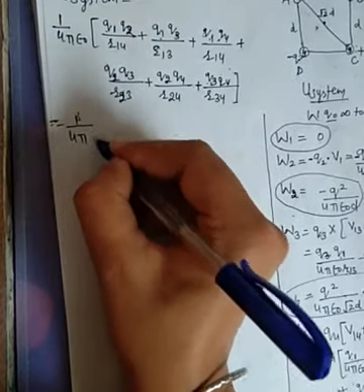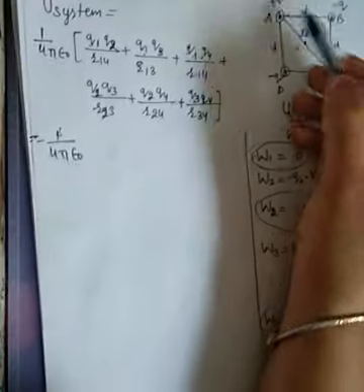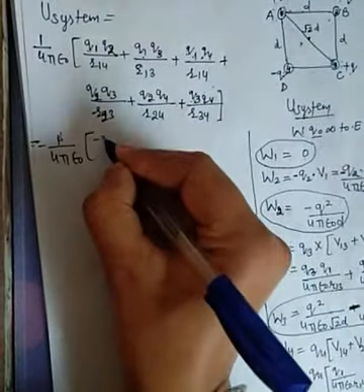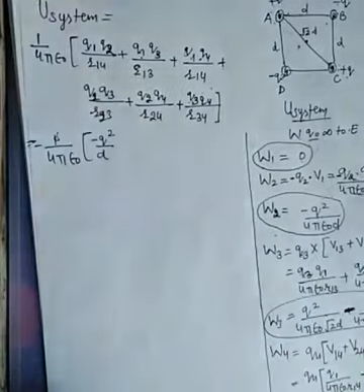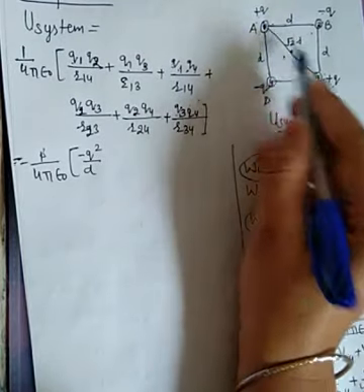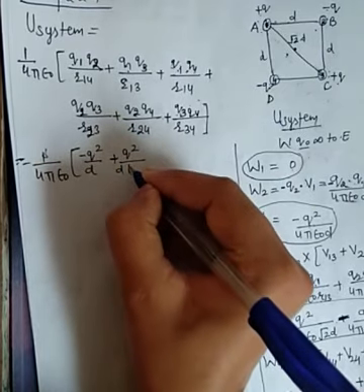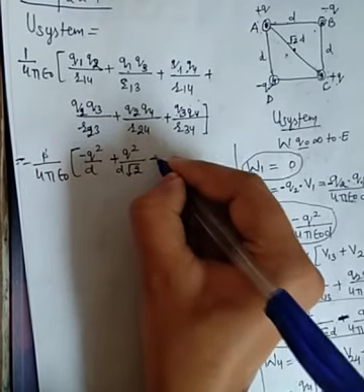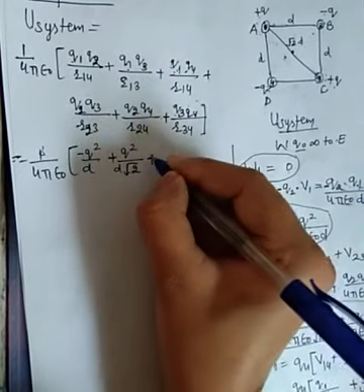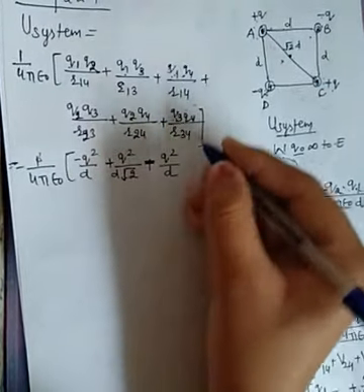Now substitute the values. It is a single step. 1 upon 4 pi epsilon naught, Q1 and Q2. Q1 is positive, Q2 is negative, overall minus Q square. And what about separation? D. Minus Q square upon D. What is Q1 Q3? Q1 is plus Q, Q3 is plus Q, Q1 Q3 is Q square. What about separation? D root 2. What about Q1 Q4? Q1 is positive, Q4 is negative, so it will be negative Q square, and the separation is D.